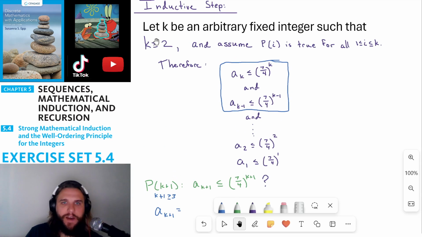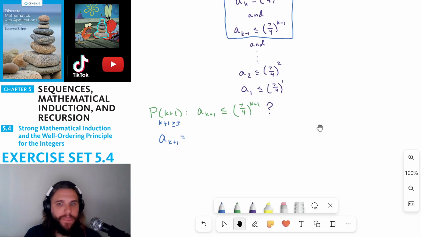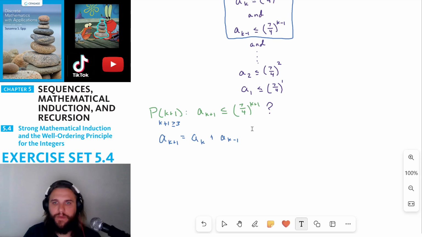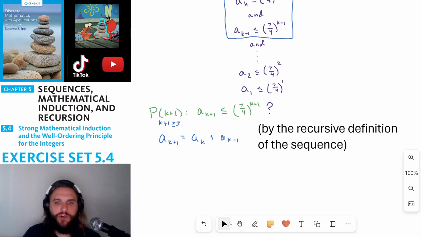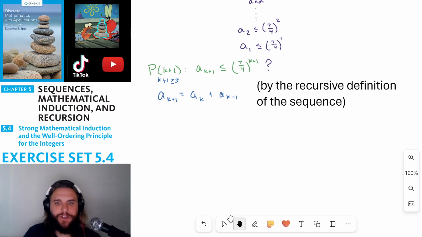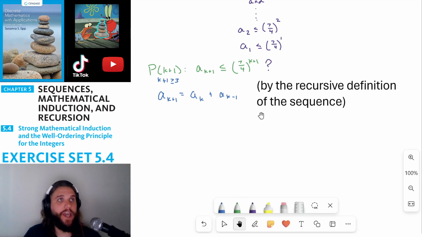And since in the inductive hypothesis here, k is greater than or equal to 2, which is the last base case, that's perfectly convenient for us because then we can say that a sub k plus 1 is the sum of the previous two terms. That's the Fibonacci sequence part. So a sub k plus 1 is the sum of the previous two terms, which in this case, since we're starting at a sub k plus 1, the previous two terms would be a sub k and a sub k minus 1. And we know this to be true by the recursive definition of the sequence. Now we have a sub k plus a sub k minus 1.